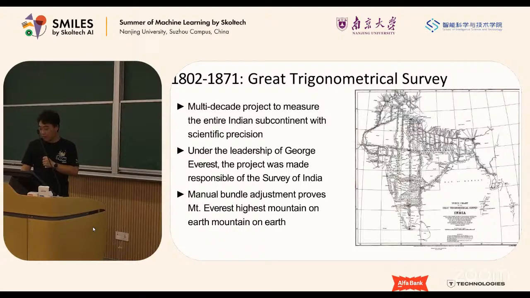The Great Trigonometrical Survey of India illustrates large-scale geometric estimation before digital computers. In that day, humans connected many measurements through a network of triangles and repeatedly adjusted the estimate to reduce inconsistency. Conceptually, this resembles modern bundle adjustment, where many camera poses and 3D points are jointly optimized.